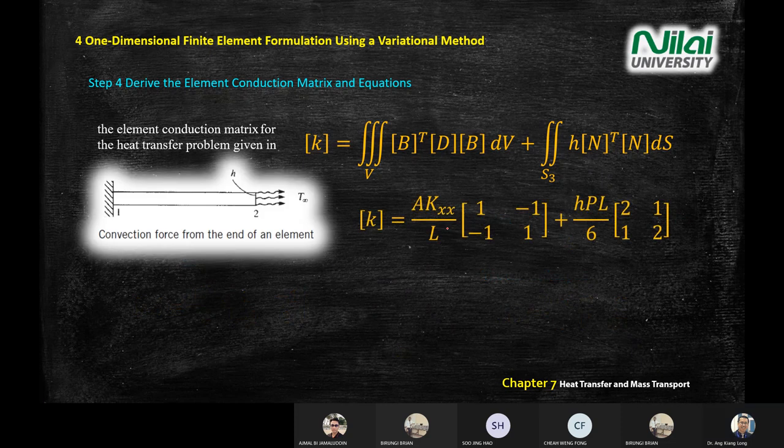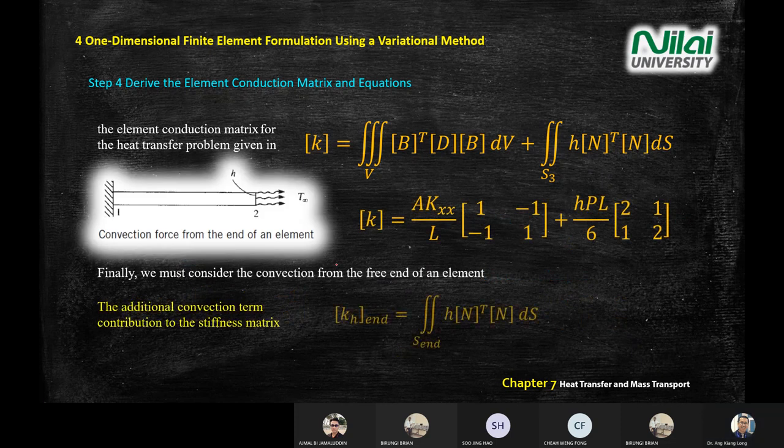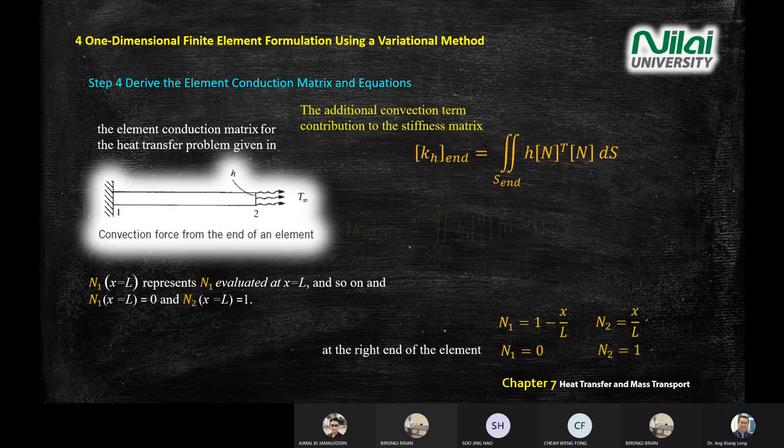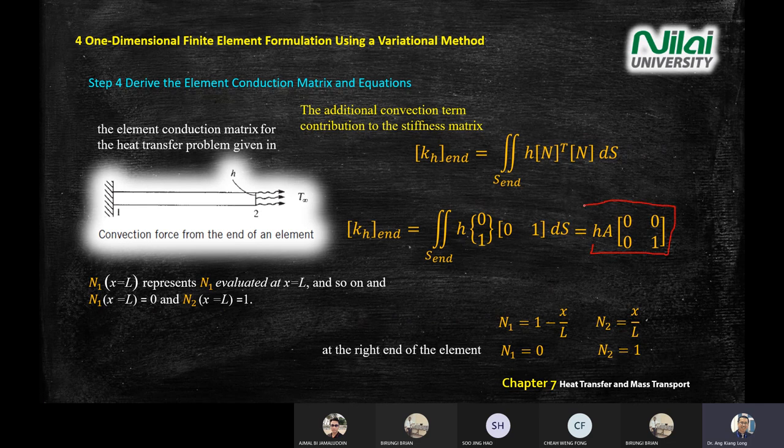Okay, then if there is n exposed, then we will calculate the KHN by using this equation. Straight away, if the N is exposed, you calculate KHN equal to, you write this matrix out, then equal to HA 0 0 0 1. You just need to substitute value for this matrix.